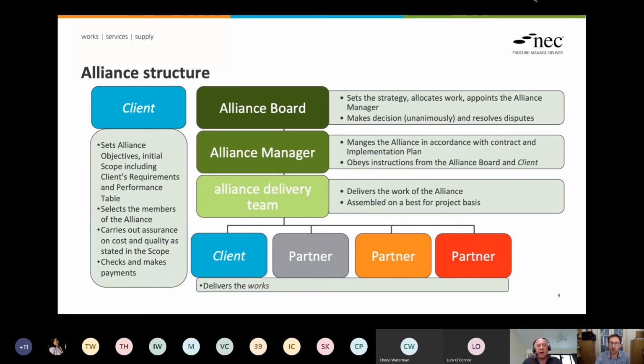So sticking with the client, they are of course selecting the members of the alliance. They will carry out all sorts of assurances, cost assurance, quality assurance, as stated in the scope. They may do nothing. It's completely up to the client, isn't it, and their appetite for, I suppose we call it audit, but assurance seems to be a better word than audit to me. They would like the assurance that the cost that the alliance is putting forward is correct in accordance with the terms of the contract.